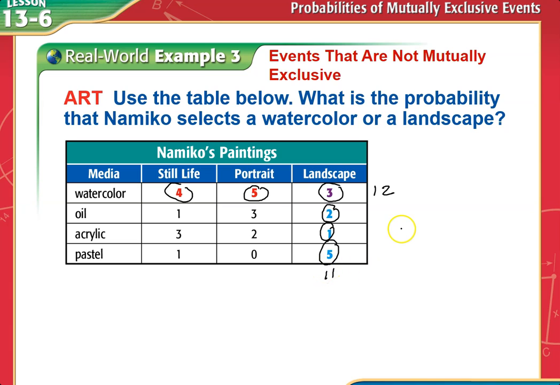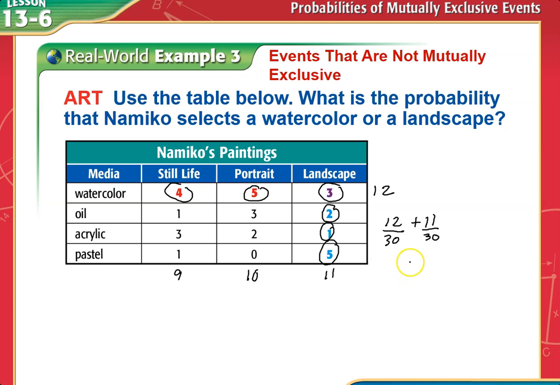Now, we have a total then of watercolor being 12 out of the total, and then we have 11 out of the total, and the total can be found by adding these all up. So we have 4, 5, 6, 7, 8, 9, and then we have 8, 9, 10. Looks like we have a total of 30. Because the columns add up to 30, and so would the rows. But let's put 30 down here.